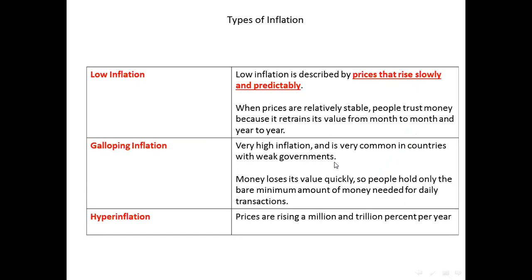Galloping inflation comes from the gallop, like a horse gallops. This means that you're having high inflation rates, which means that the prices are getting very high, and this usually happens in countries with weak governments. Hyperinflation, this is bad, the extreme case. This is when you have prices rising by millions and trillions of percent per year.